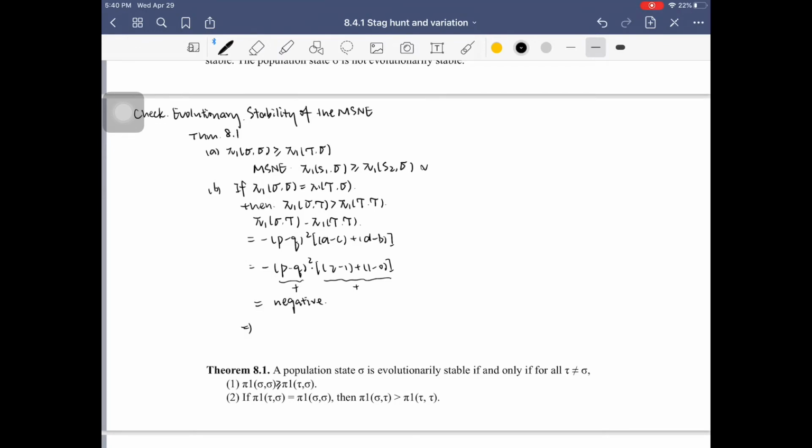So in the end, we can see that pi 1 sigma tau must be smaller than pi 1 tau tau. So in this case, we get the result that the mixed strategy Nash equilibrium, which is sigma sigma, is not evolutionarily stable.